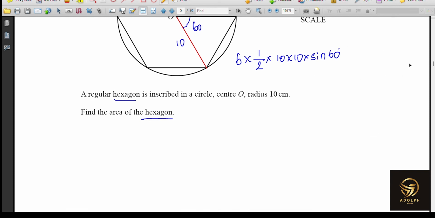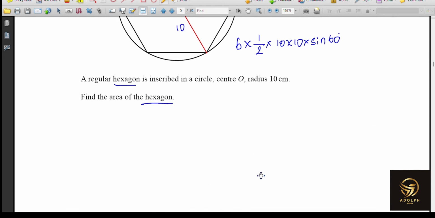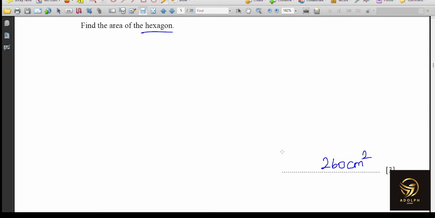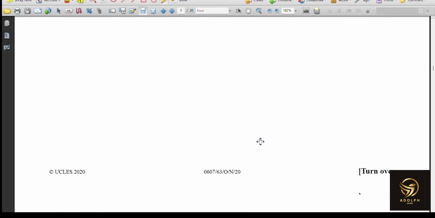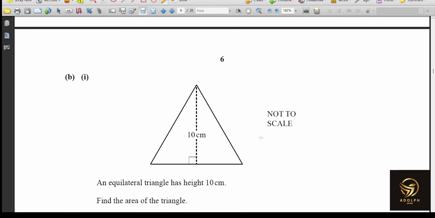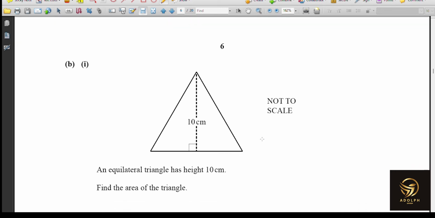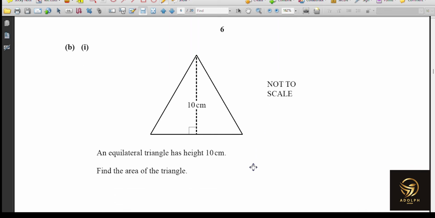So better if you write these values here in the actual given space, then that would be better. Then we'll move on to the next one. So B subdivision, actually here they made our work easy. An equilateral triangle has a height of 10 centimeter. Find the area of the triangle.